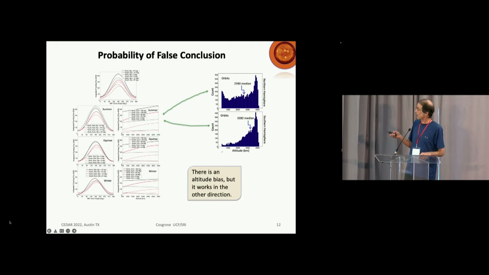These are histograms of altitude of FAST over the two hemispheres, south and north. Actually, it's higher in the south, so that would be more Poynting Flux in the south. That's going in the other direction, so that bias should not be polluting the situation.